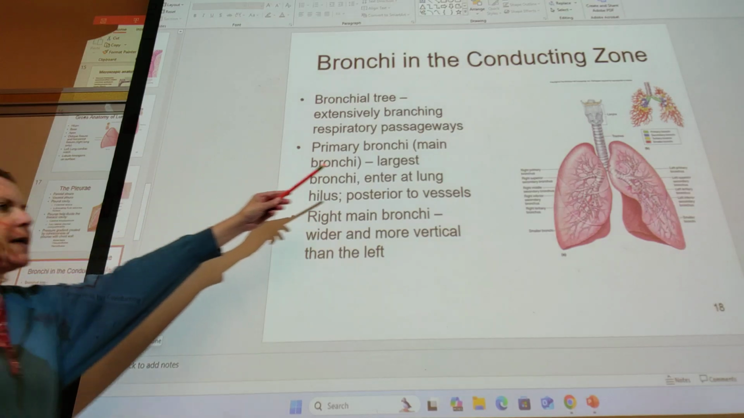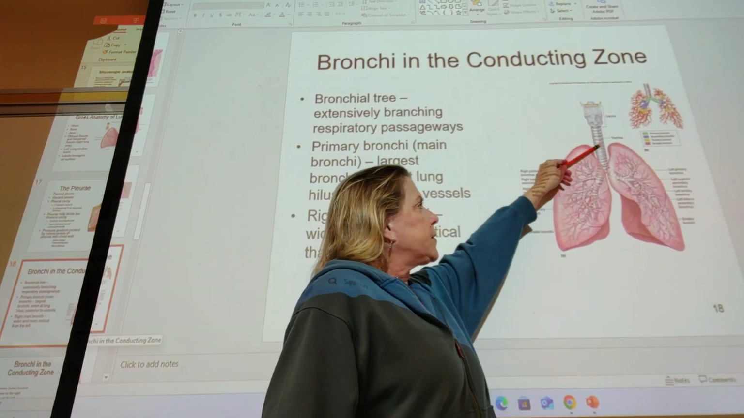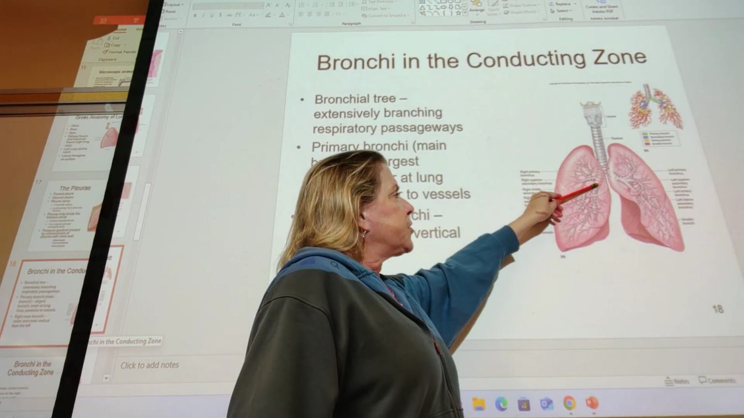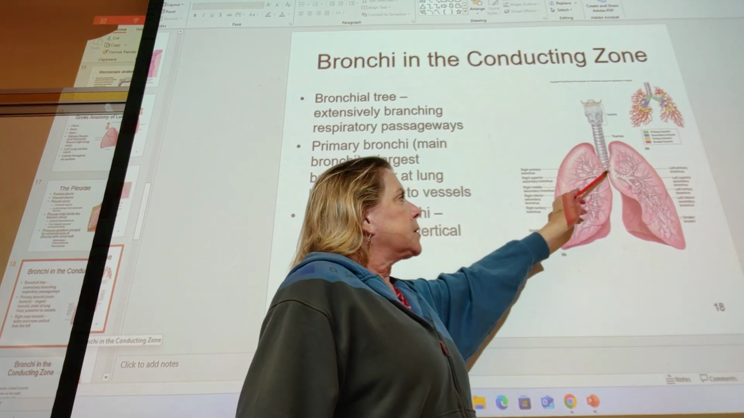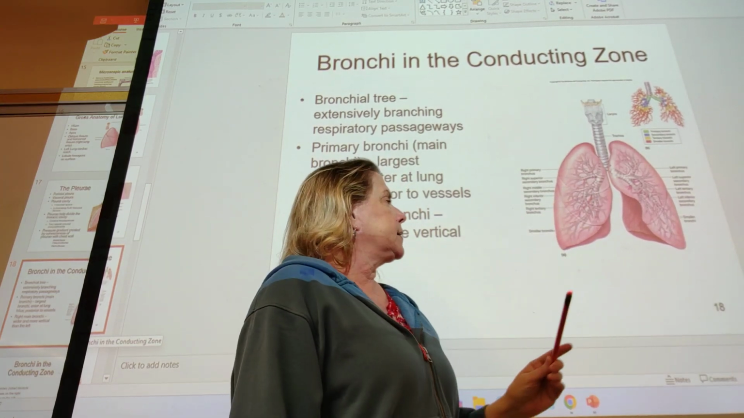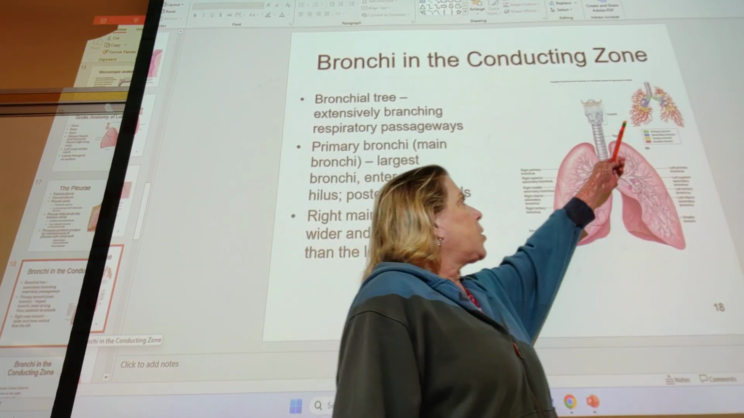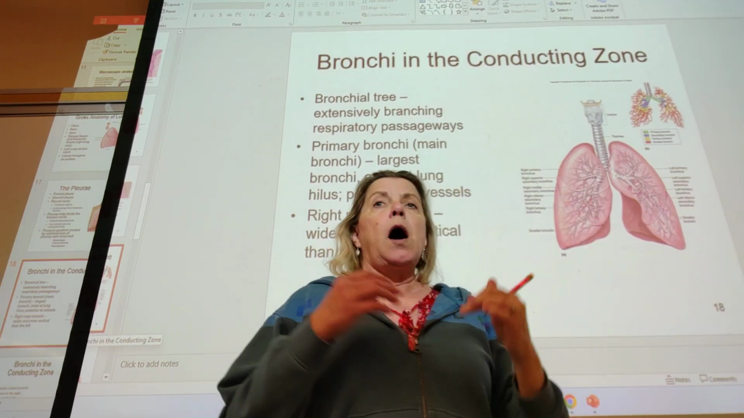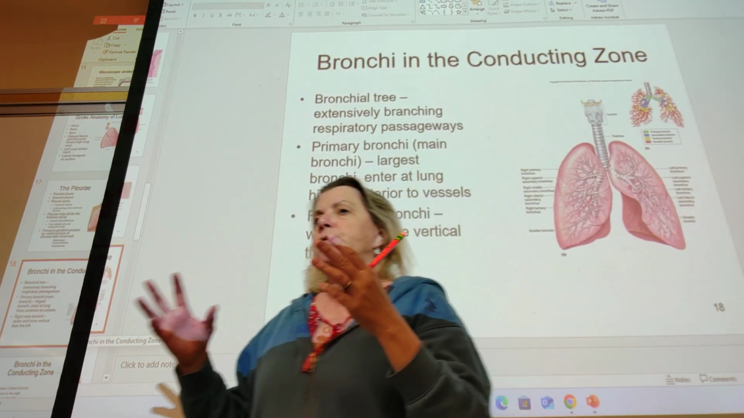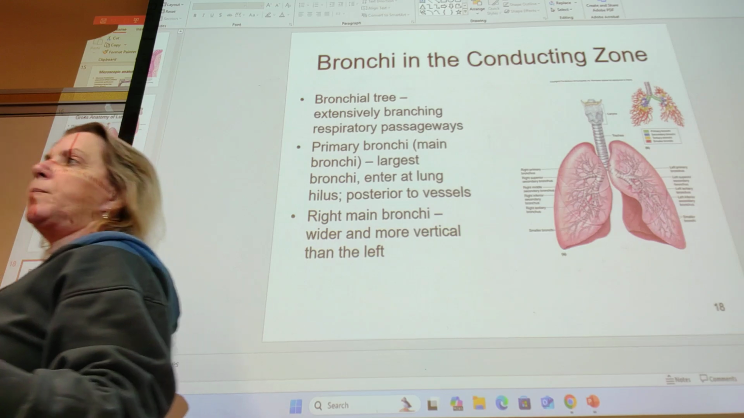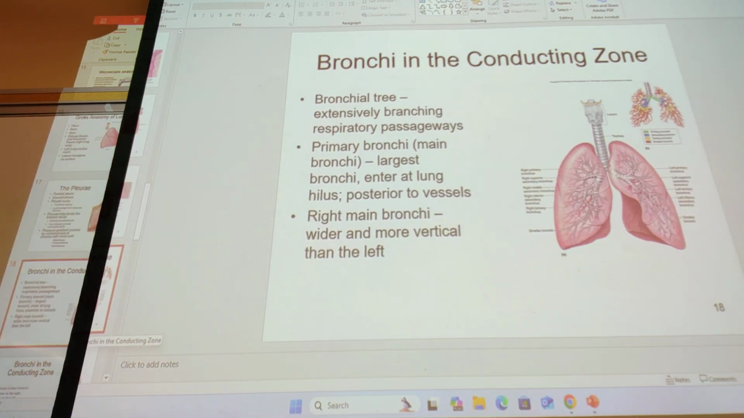From our trachea that we learned about last week, it branches into a primary bronchus, a left and a right. And then from there we get the bronchial tree, which means a primary bronchus splits into more secondary bronchi that are smaller, and they branch into tertiary bronchi that are more plentiful and also smaller. But those are still part of the conducting zone.